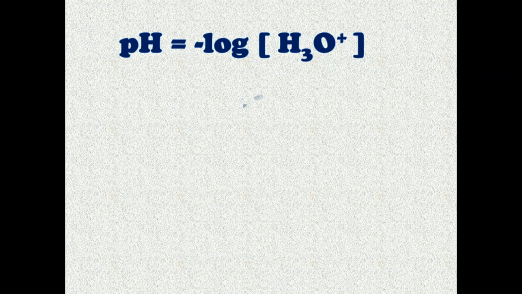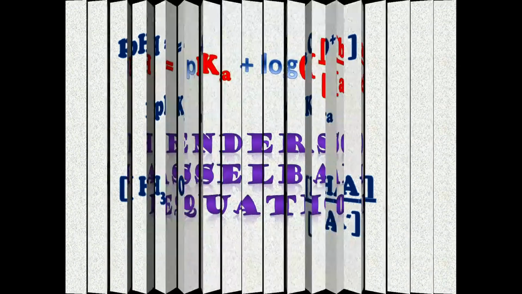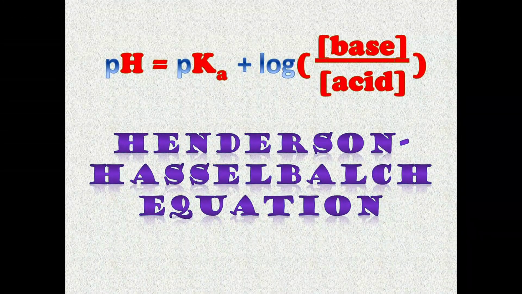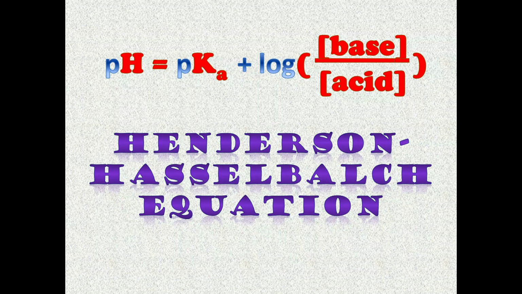This is known as the Henderson-Hasselbalch equation. It's just the same thing as Ka equals [H+][A-] over [HA]. I've just rearranged it to get an idea of where the pH of a buffer would be, and it would be somewhere in the neighborhood of the pKa.